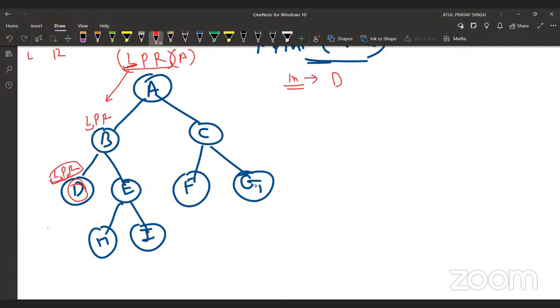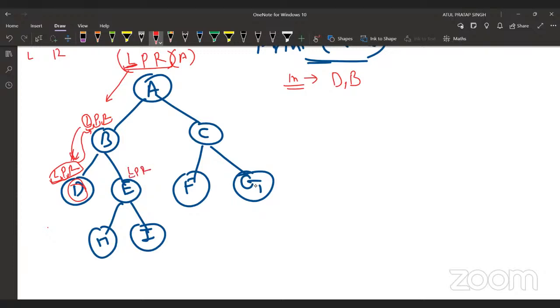After completing this step, we return back to where we came from. After completing this process, we return, and so this L call is completed. Now we perform the second step, the print step. Now the B element will be printed. Now we call the right step, which means we call this algorithm on the right child. The right child is available, so we perform L, P, R.